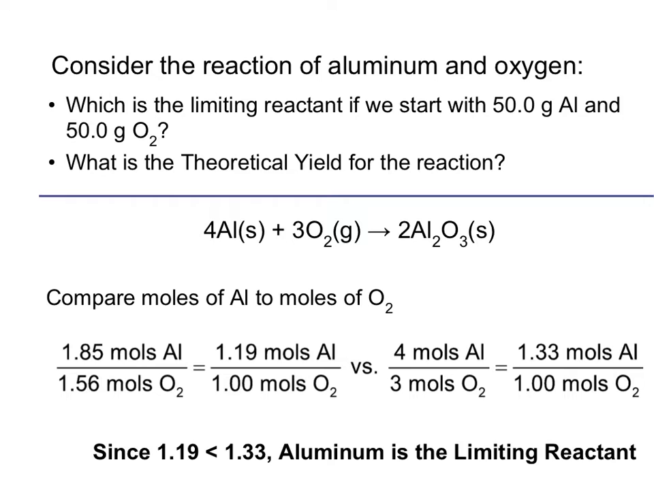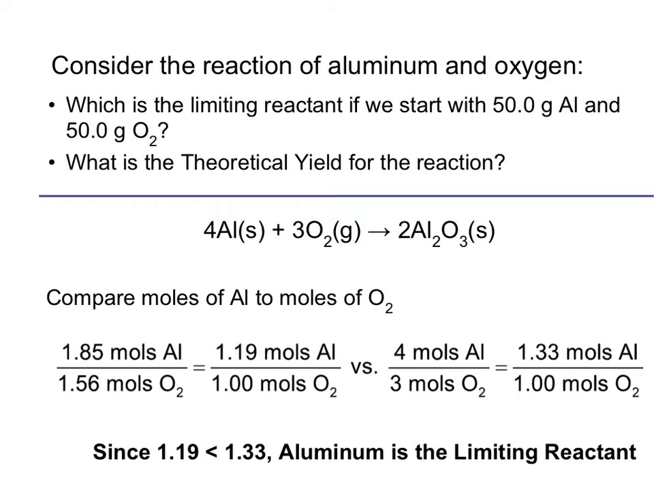However, we see that we're actually starting with 1.19 moles of aluminum to every 1 mole of O2. And so that means, since the 1.19 that we have is less than the 1.33 required, aluminum is going to be our limiting reactant in this reaction.